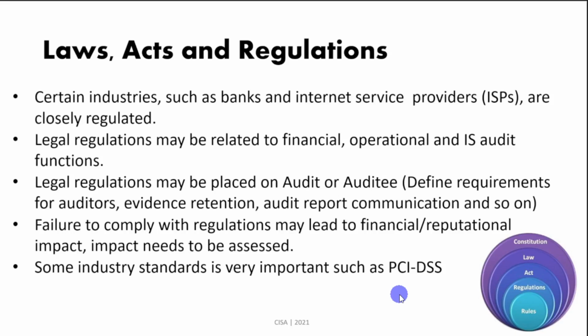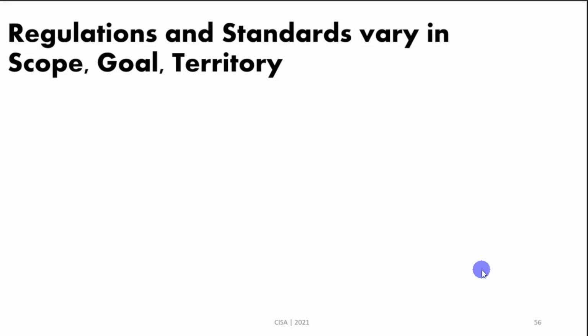We need to understand the difference between the law, act and regulation. As you can see here, the constitution is the parent or the big umbrella. Under the constitution, we may find laws, and depending on law, we have an act, and an act could result in creating a regulation, and in regulation, we have the rules. So this is the relation between these five parts. We also need to understand some of the key regulations that are in the market.